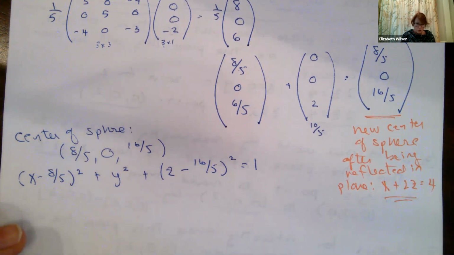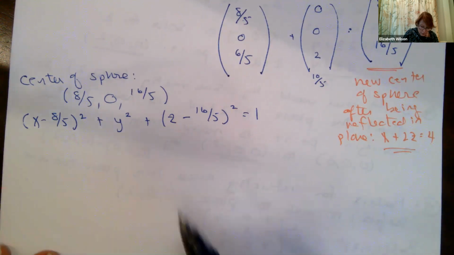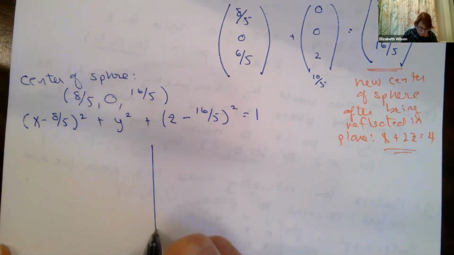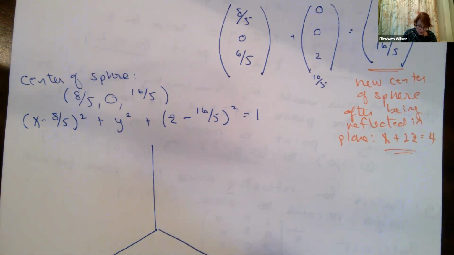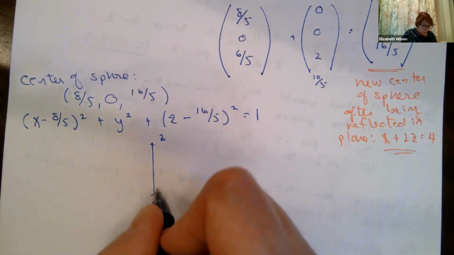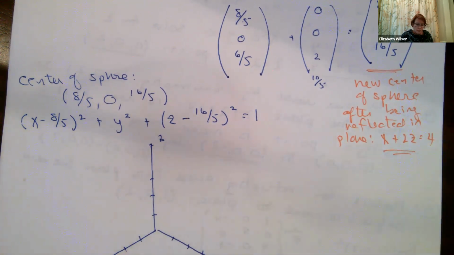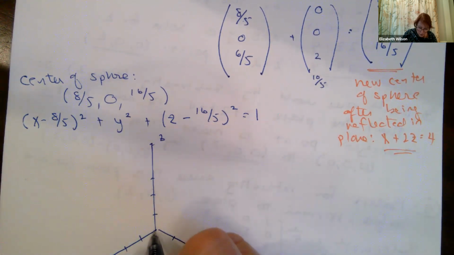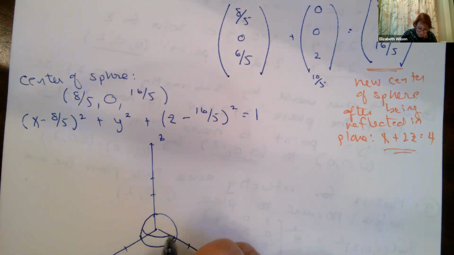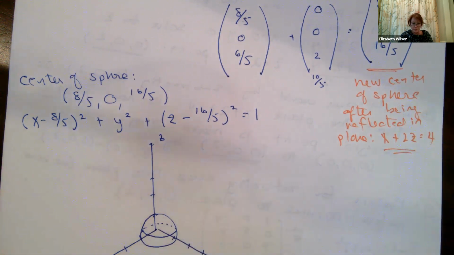Okay, so let's draw it out just so you can visualize. Here's my x-axis. Here's my y-axis. Here's my z. 1, 2, 3. 1, 2, 3. 1, 2, 3. Okay, so I'll draw my original sphere in blue. It's got a radius of 1 unit. It's going to look roughly like this. It's centered at the origin.